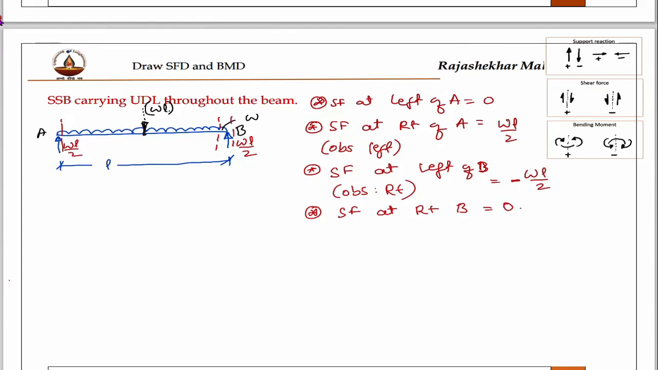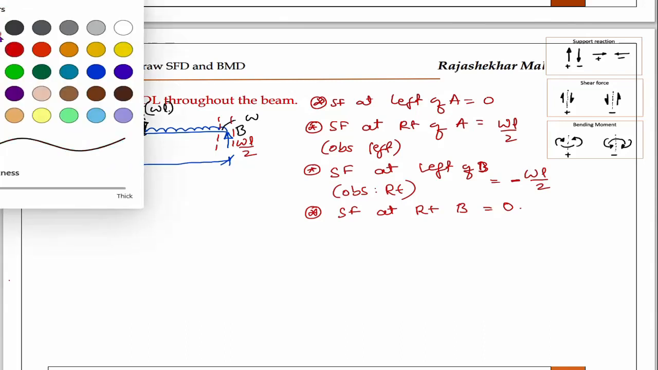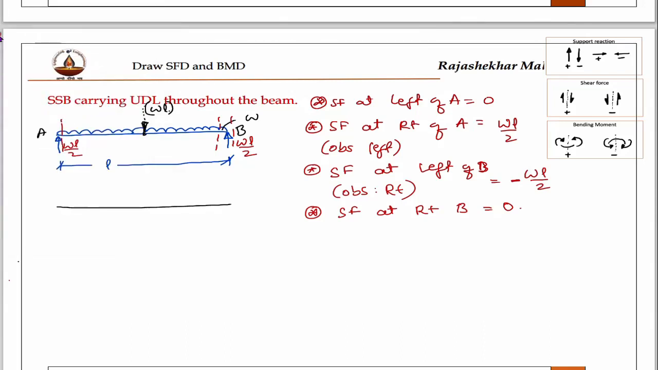Therefore, your shear force diagram is this: 0 and WL by 2, 0 and WL by 2, and at this point you have minus WL by 2 and 0. This is minus WL by 2 and 0. Wherever UDL is there, you have to join with a straight line. Therefore, this is your right answer.